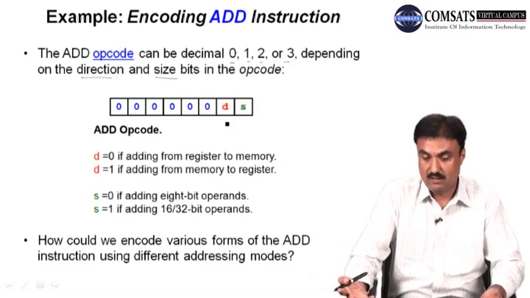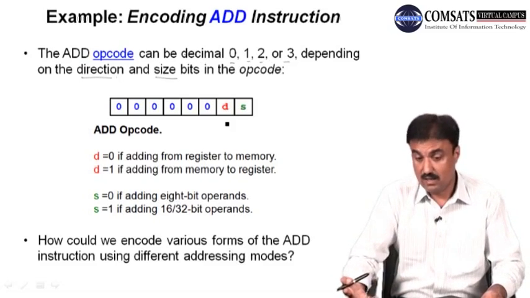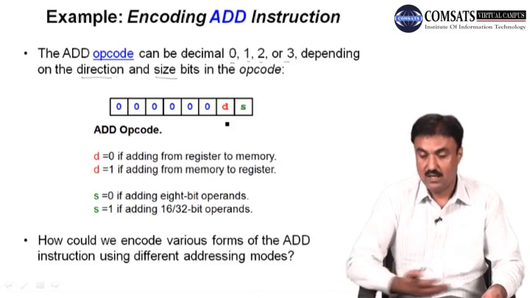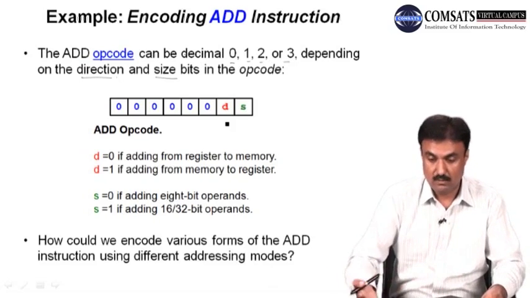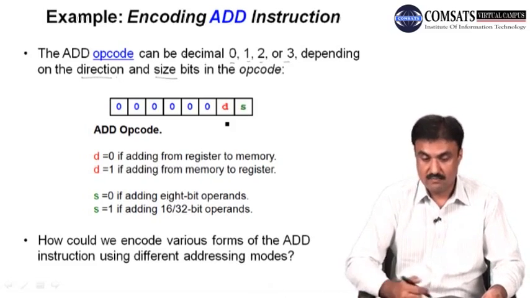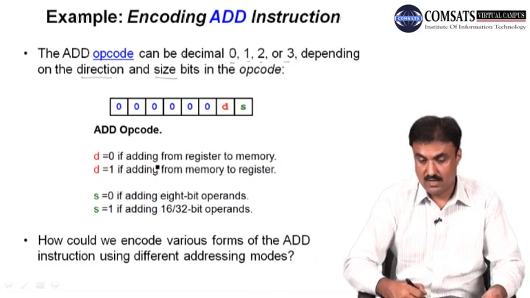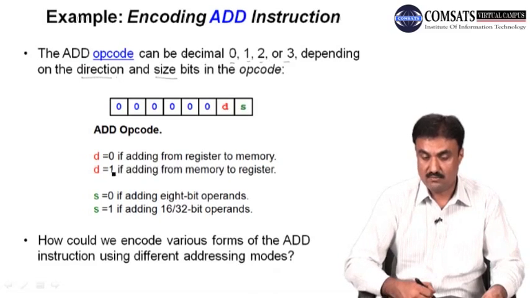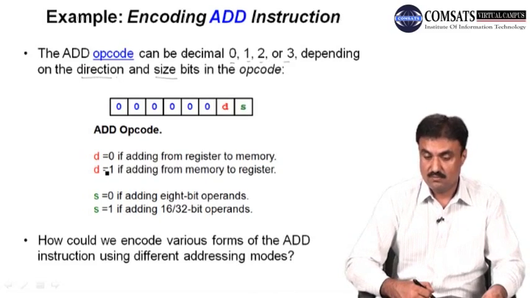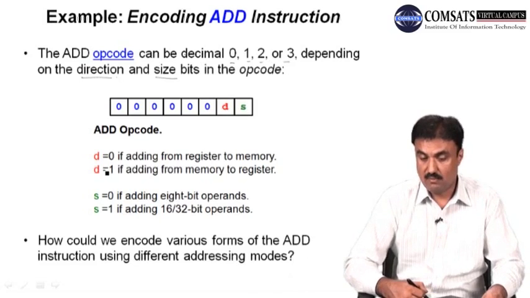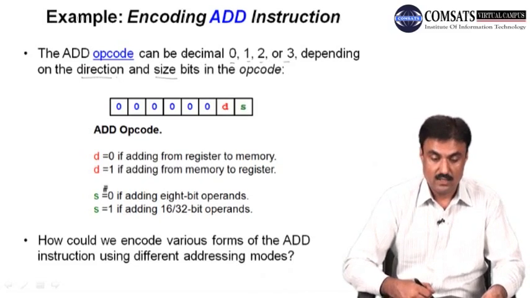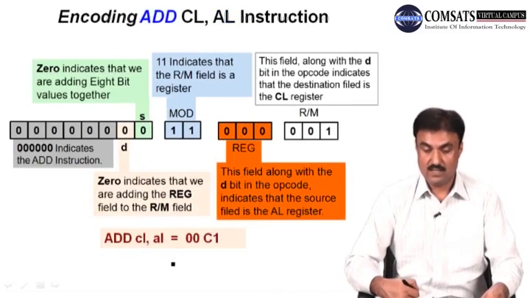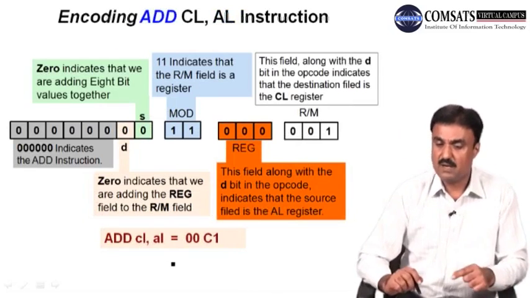Direction indicates whether the destination register or source register is being selected by the mode and register RM byte. So it depends. If D is equal to 0, we are adding from register to memory; otherwise, if D is equal to 1, we are adding from memory to register, and so on. This is the size as we already discussed. So how can we encode various forms of the ADD instruction? This is the main question.